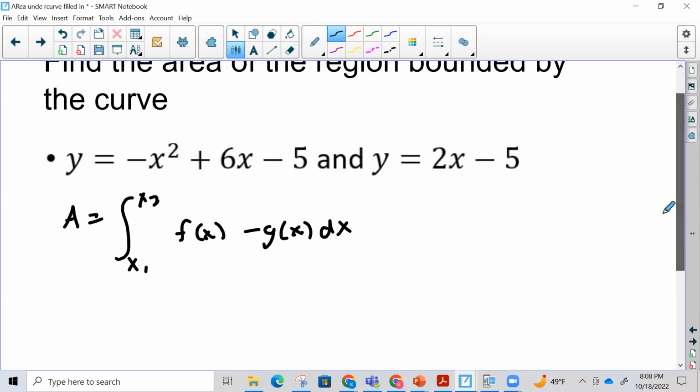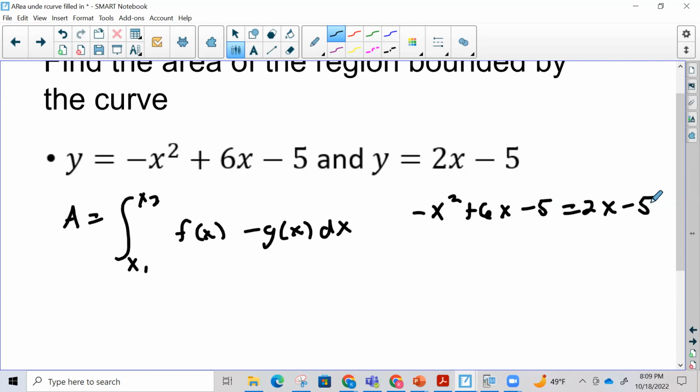Okay, so we need to figure out which curve is on top, and then we also need to figure out the bounds that we need. You can find the bounds either graphically by using your calculator or algebraically by setting the two curves equal to each other. It doesn't matter which way you do, it's whatever you find easier. I'm going to set these equal to each other first to find the bounds. One of the reasons is this helps me when I graph it to figure out a window if it's difficult to find a window.